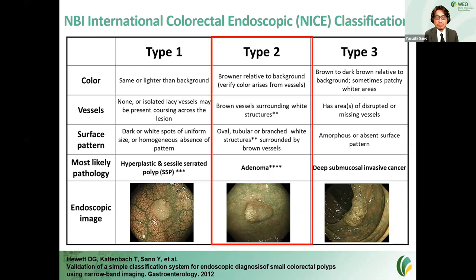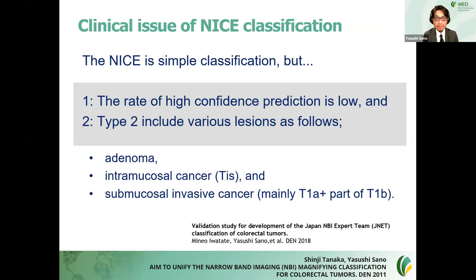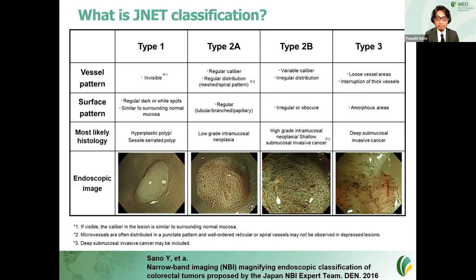But NICE 2 contains several issues, because NICE is a very simple classification. The rate of high confidence prediction for NICE type 2 is very low, because type 2 includes various lesions, for example adenoma, intramucosal cancer, and some mucosal invasive cancer as well. So the Japanese expert team classification, the so-called JNET classification, is divided into four types.